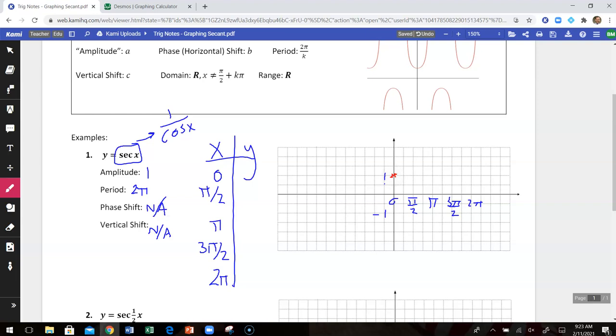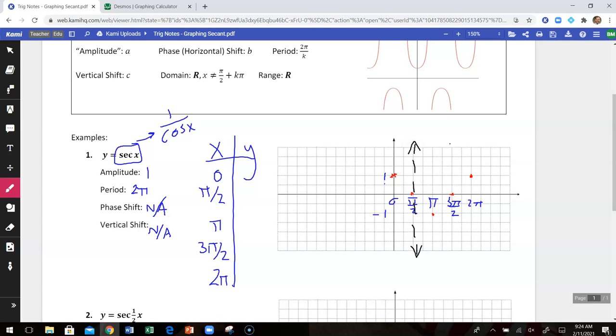And then it would go to 0, and then to the bottom, and then back to 0, and then back to the top, right? If it were cosine. Because secant is the reciprocal of cosine, where cosine is 0, secant is going to be undefined because I'm going to get 1 over 0. So every place that cosine hits the x-axis, we are going to have a vertical asymptote for secant.